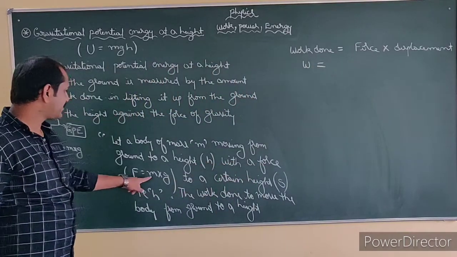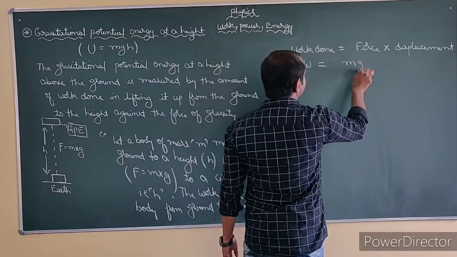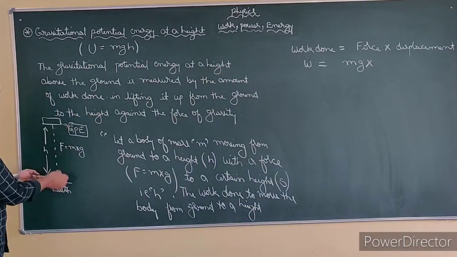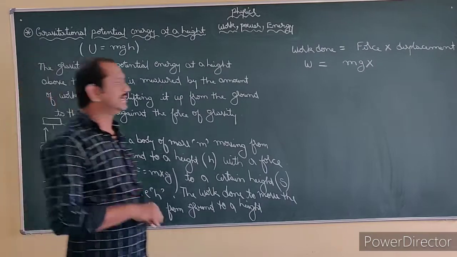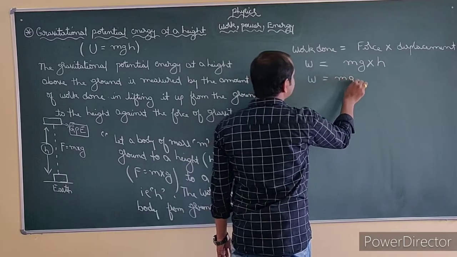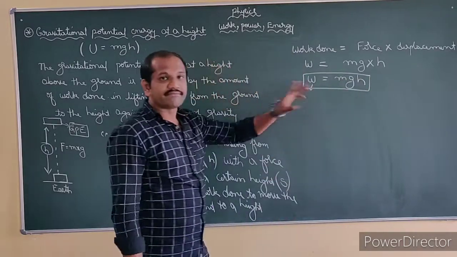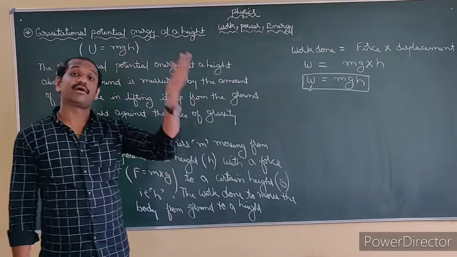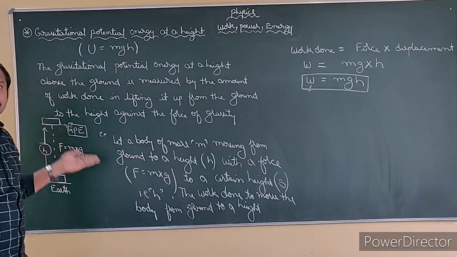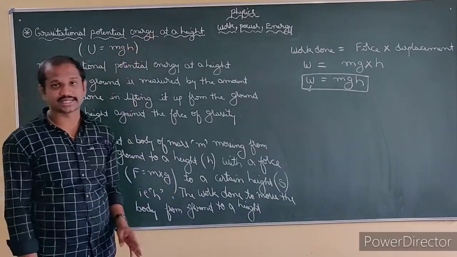Now work done is W. What is the force I have taken here? Force is nothing but mass into gravity, so it is mg. The displacement is happening from here to here, and that displacement is taken as height, h. So we have W is equal to mgh. Since the work which has been done is stored in the form of potential energy. The work you are doing from here to here is stored in the form of potential energy. What potential energy? Gravitational potential energy.